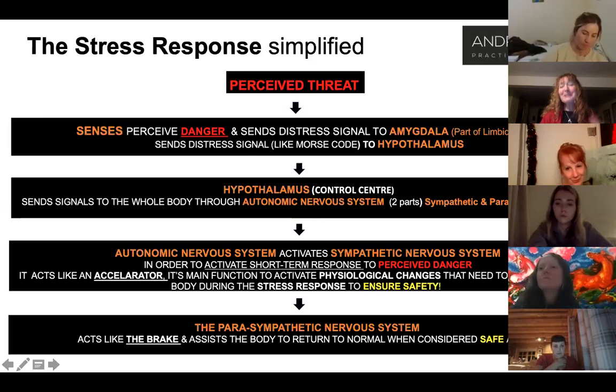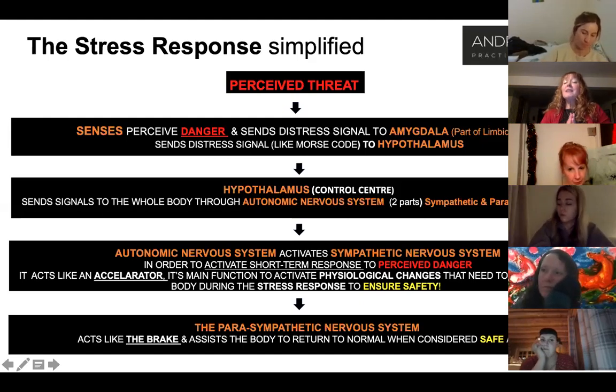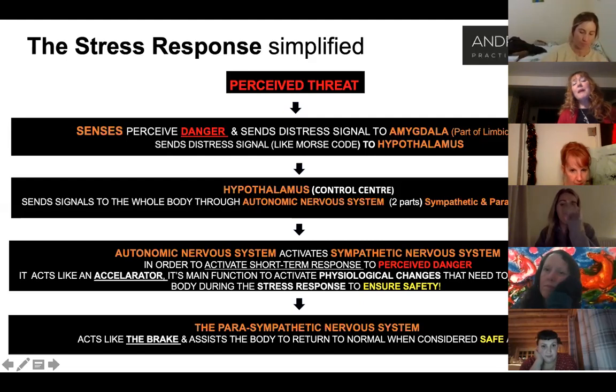We are actually responding to that stress response. And it's then, when the perceived threat has gone or feels like it's gone, that the parasympathetic nervous system kicks in and acts like a brake. And that's when your body will return to normal. Now, the parasympathetic nervous system is what people involved in mindfulness, relaxation, and all the rest of it are trying to stimulate, to calm you down, to actually get the body to return to normal.